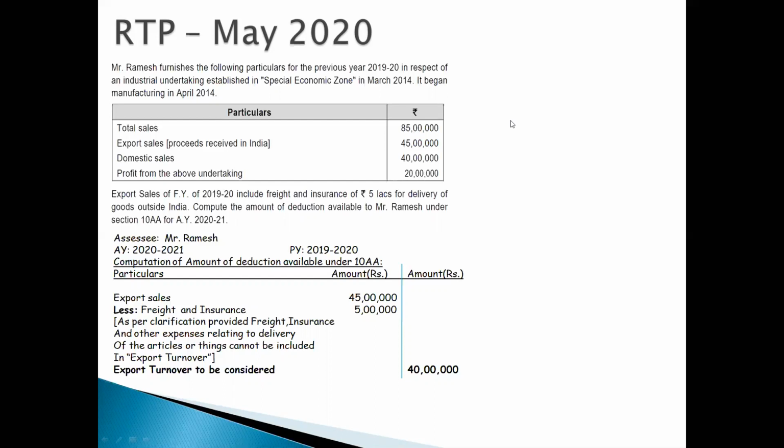So now specifically we are first calculating the export turnover to be considered for the entire calculation, which is 45 lakhs as given in the question, minus 5 lakhs which has been used for delivery of goods outside India. So even that has been subtracted. So the export turnover is now 40 lakhs. So this 40 lakhs plus domestic sale of 40 lakhs, our total turnover should be 80 lakhs.